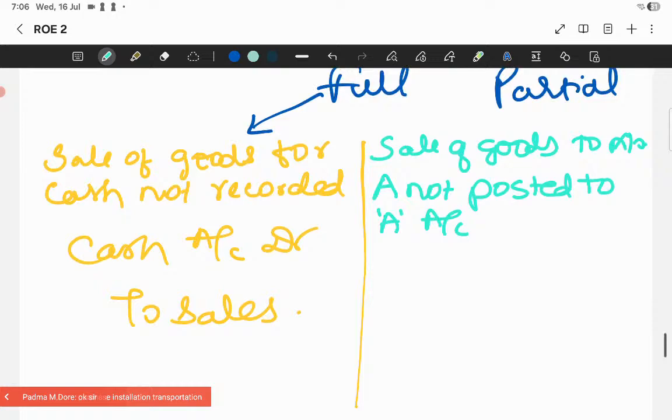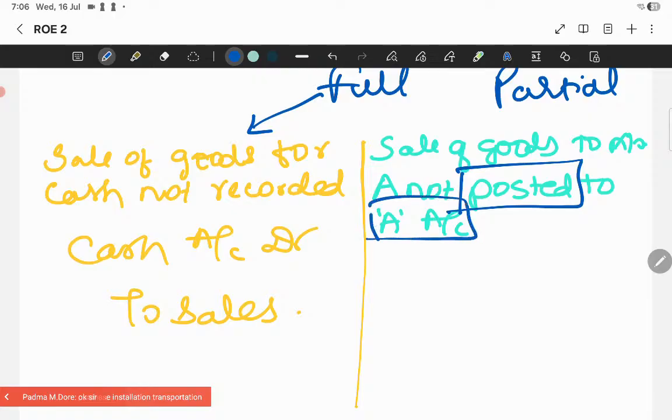See what he is saying here. He has not used the word recorded. He has used the word posted. And that posting also is to A's account.